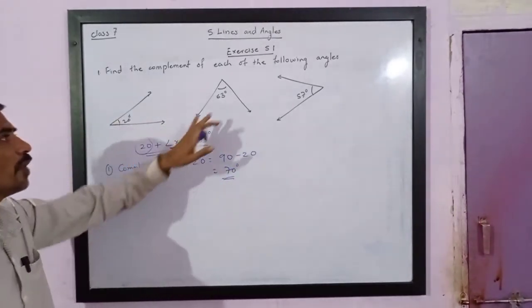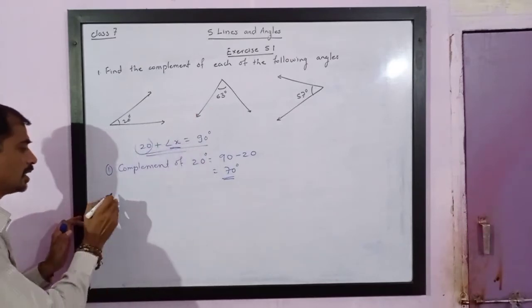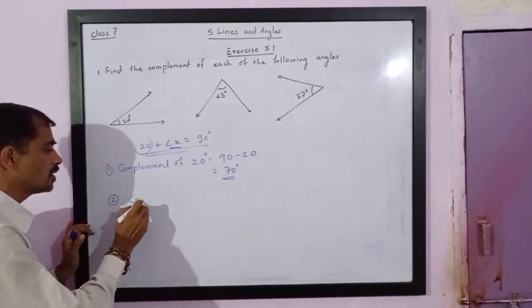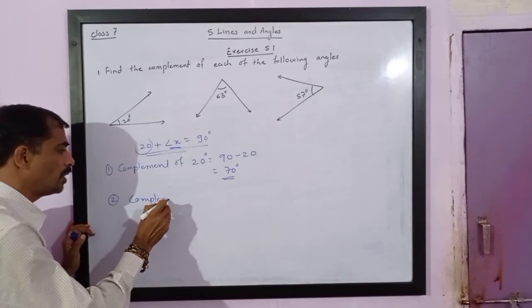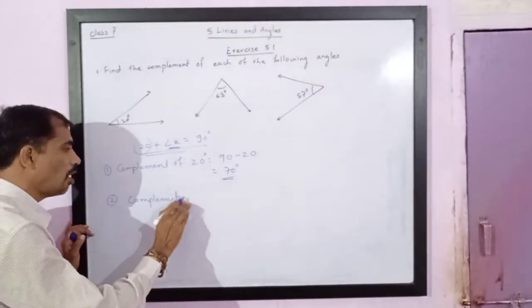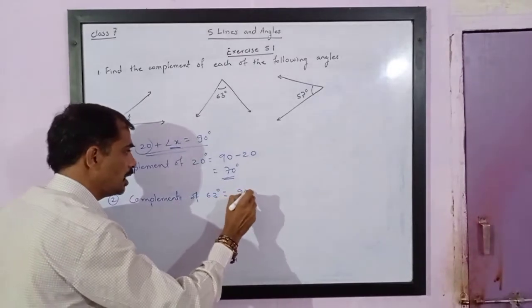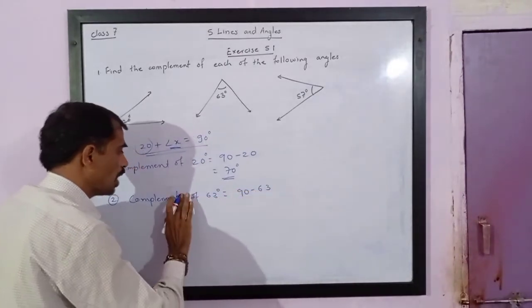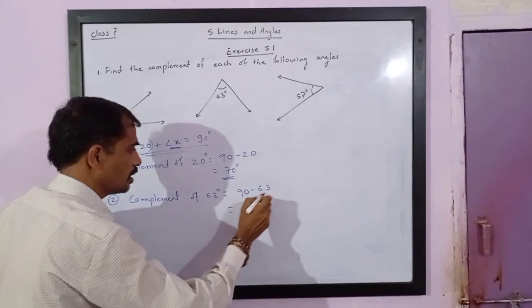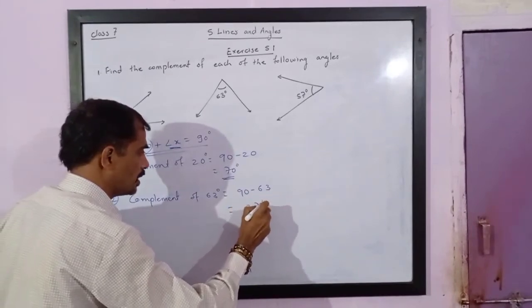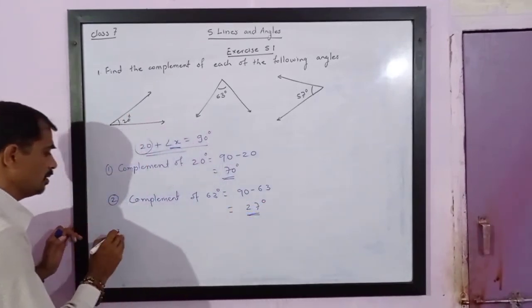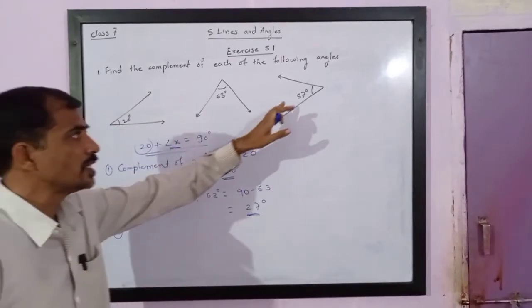Similarly, if you want to find the complement of 63 degrees, then the complement of 63 degrees is equal to 90 minus 63. So 90 minus 63 is 27 degrees. Third is the complement of 57 degrees.